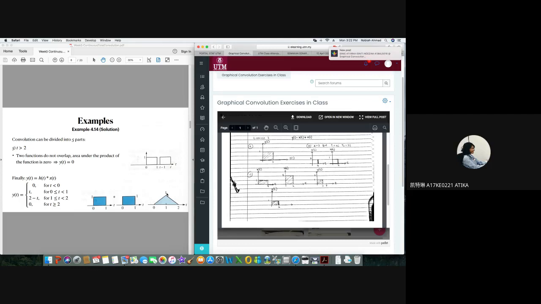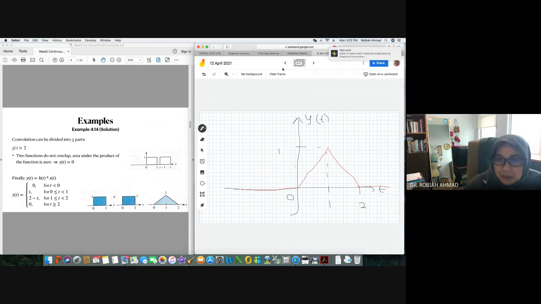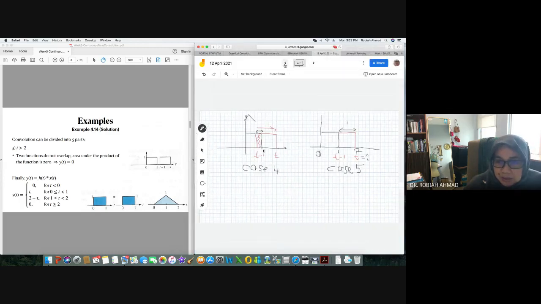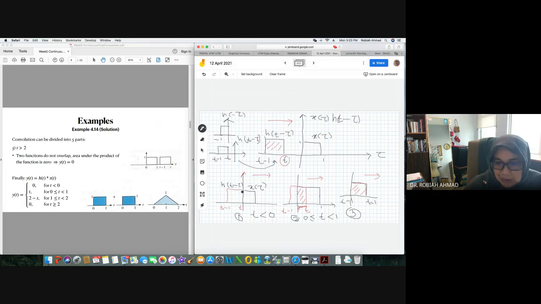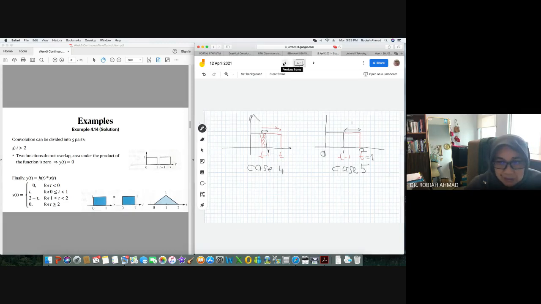Okay? Kita tengok tadi tu yang kita buat satu-satu just now. Where is my Jamboard? Yang ni tu kita tengok satu-satu, we look at cases lah. Case sebelum dia overlap, and then the start overlap, and then the fully overlap, and then dia start partial overlap and no more overlapping. So dia ada 5 condition kan bila dia gerak tu.